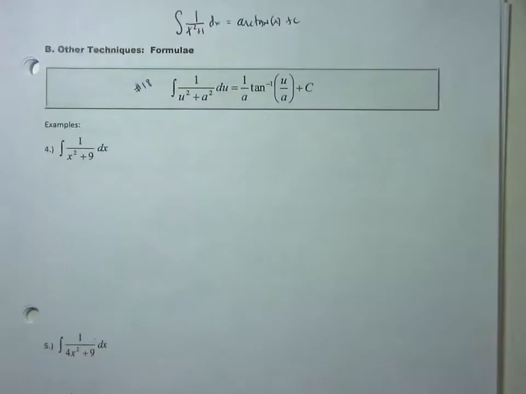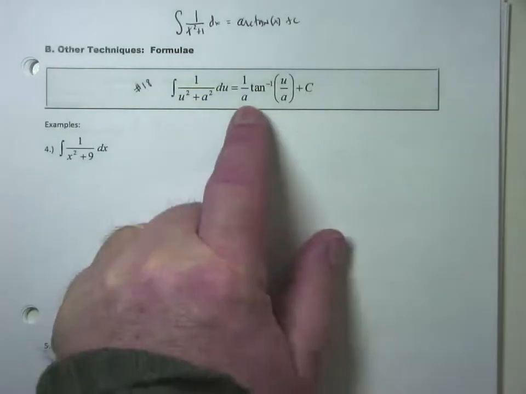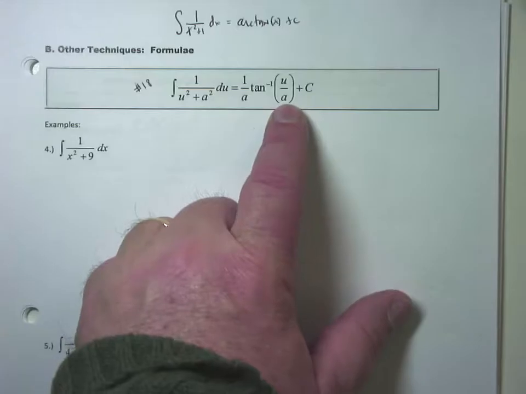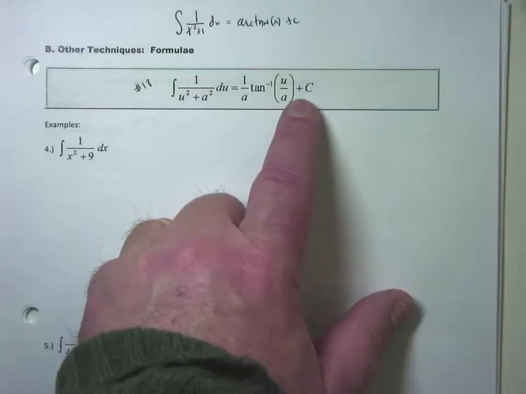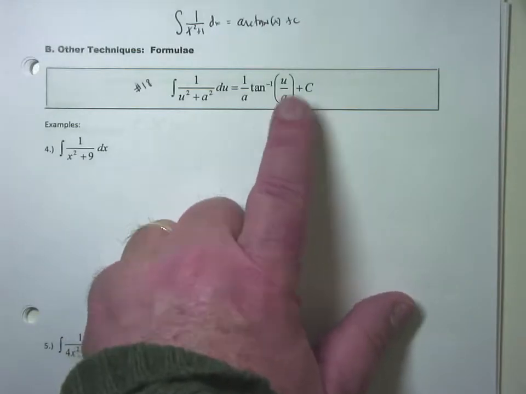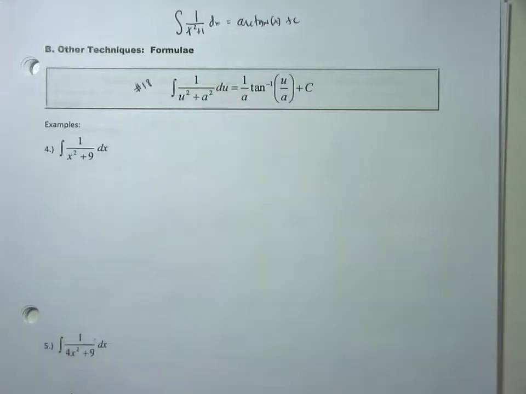The integral of 1 over u squared plus a squared du is 1 over a times the arctangent, or tangent inverse, of u divided by a. So it affects the coefficient up front, and it affects the angle on that trig inverse problem, plus c. So this is the formula here. Now, here's the problem.